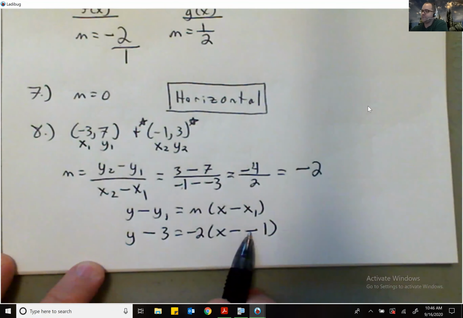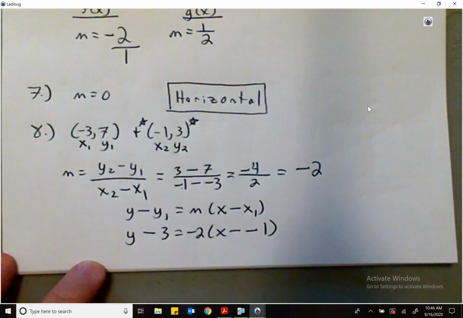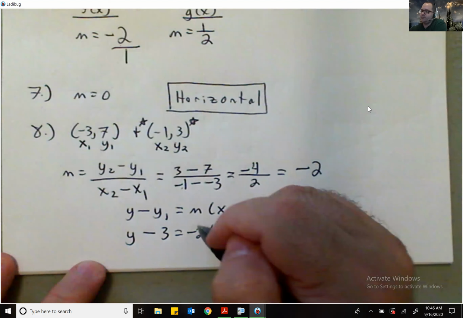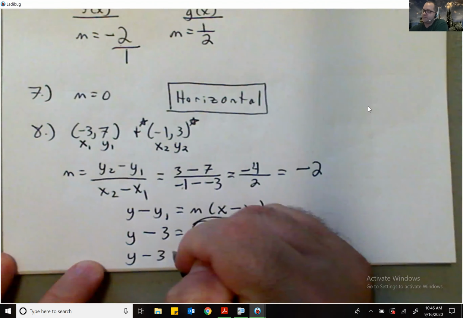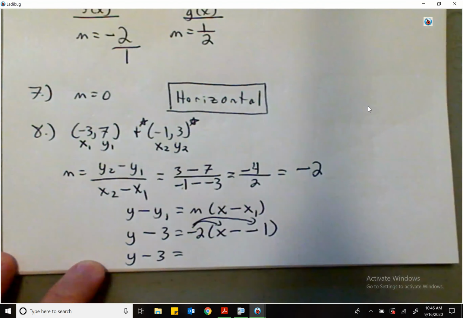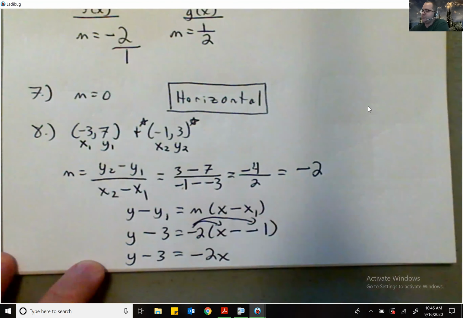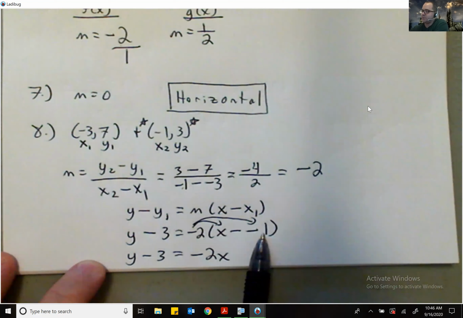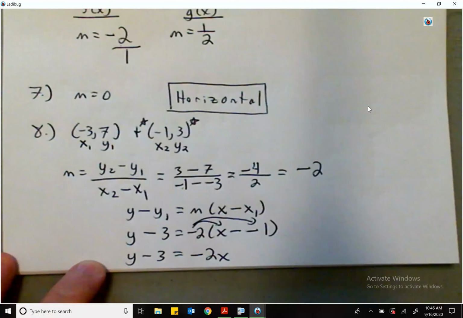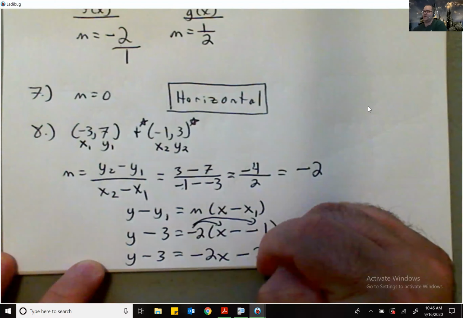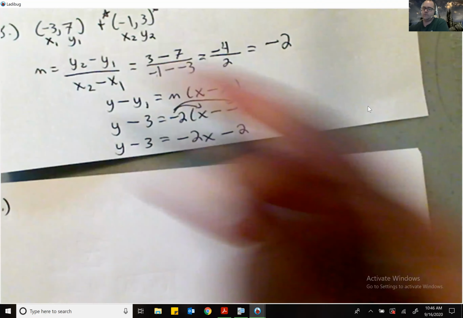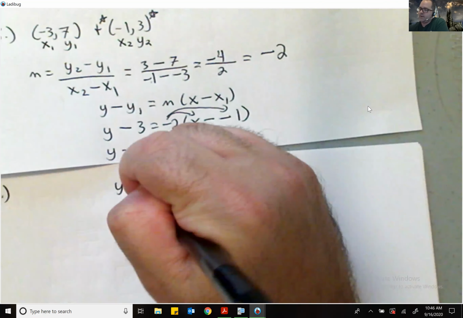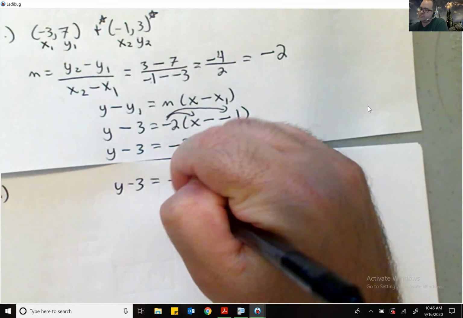All right, so what are we going to do now? You're going to multiply the negative 2 by the bracket. Yes, we're going to take the negative 2 through the parenthesis. So we'll have y minus 3 equals, what's negative 2 times x? Negative 2x. And what is negative 2 times a positive 1, because this will turn positive? Negative 2. So we've got y minus 3 equals negative 2x minus 2.